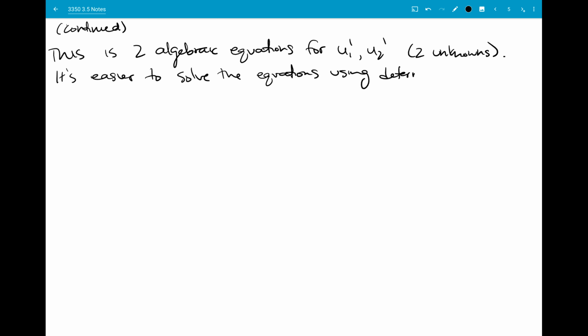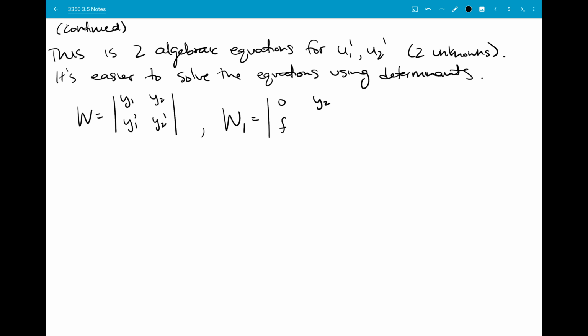Those are the tools that we got some practice with when we were determining that things are linearly independent to form fundamental solution sets. So hopefully you remember. We're going to bring back our Wronskian equal to y1, y2 on the top row and their derivatives on the bottom row. And then we're going to invent two different determinants. We're going to have w1 is a determinant where we hold on to y2 and y2 prime, but where the y1s were before, we replace with 0 and f.